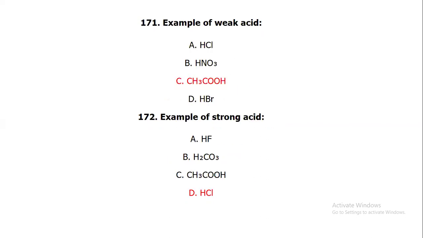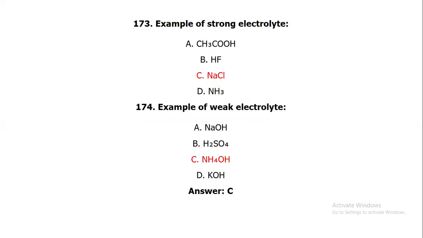Example of weak acid, ethanoic acid. Example of strong acid, hydrochloric acid. Example of strong electrolyte, sodium chloride. Example of weak electrolyte, ammonium hydroxide.